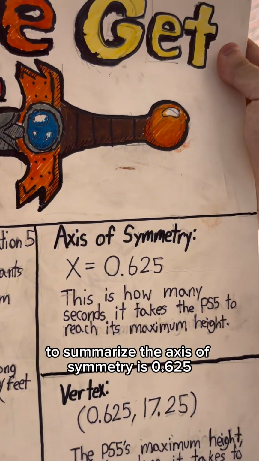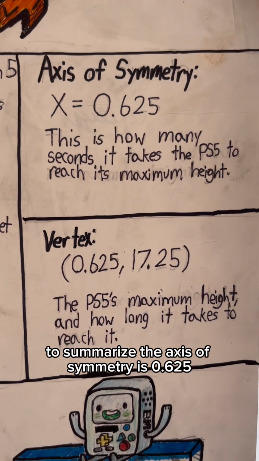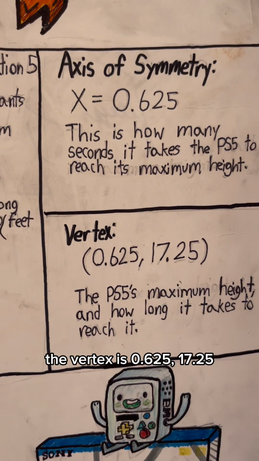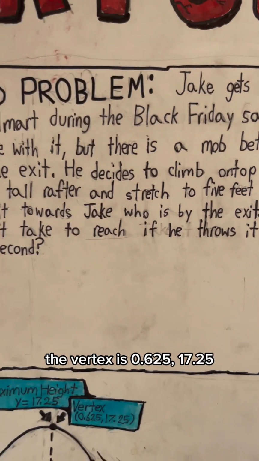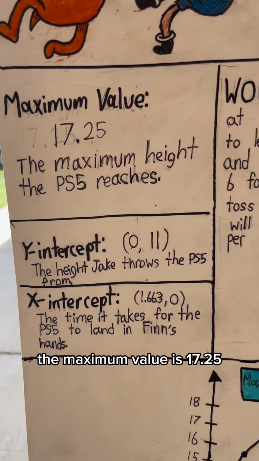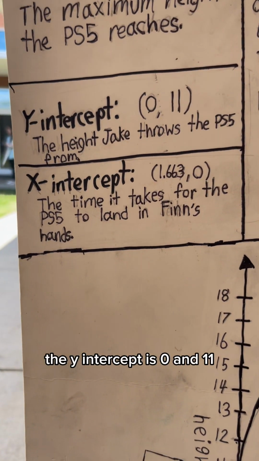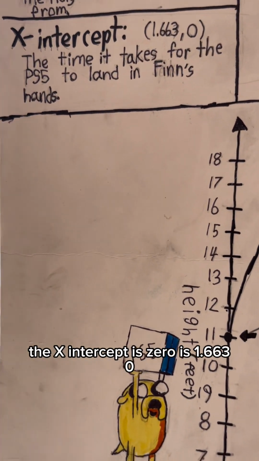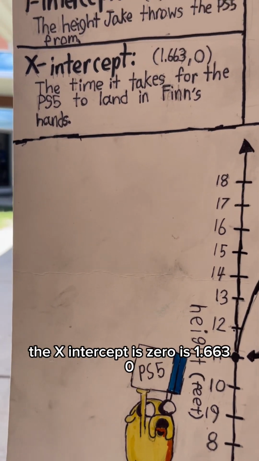To summarize, the axis of symmetry is 0.625, the vertex is 0.625, 17.25, the maximum value is 17.25, the y-intercept is 0, 11, and the x-intercept is 1.663.